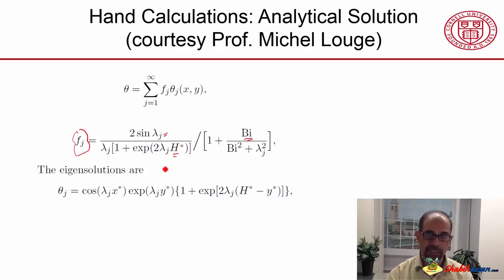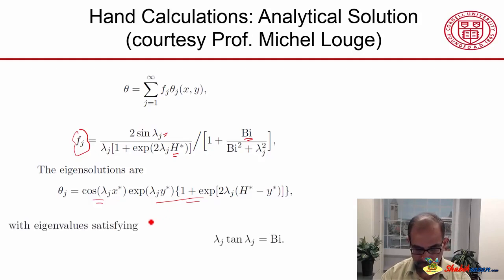And the Bi number and the aspect ratio are inputs into the problem. And these functions are eigensolutions, and they have a cosine variation in the x direction, and then they have this kind of variation in the y direction. So it's a product of the x variation and the y variation. And the eigenvalues satisfy this nonlinear so-called transcendental equation.